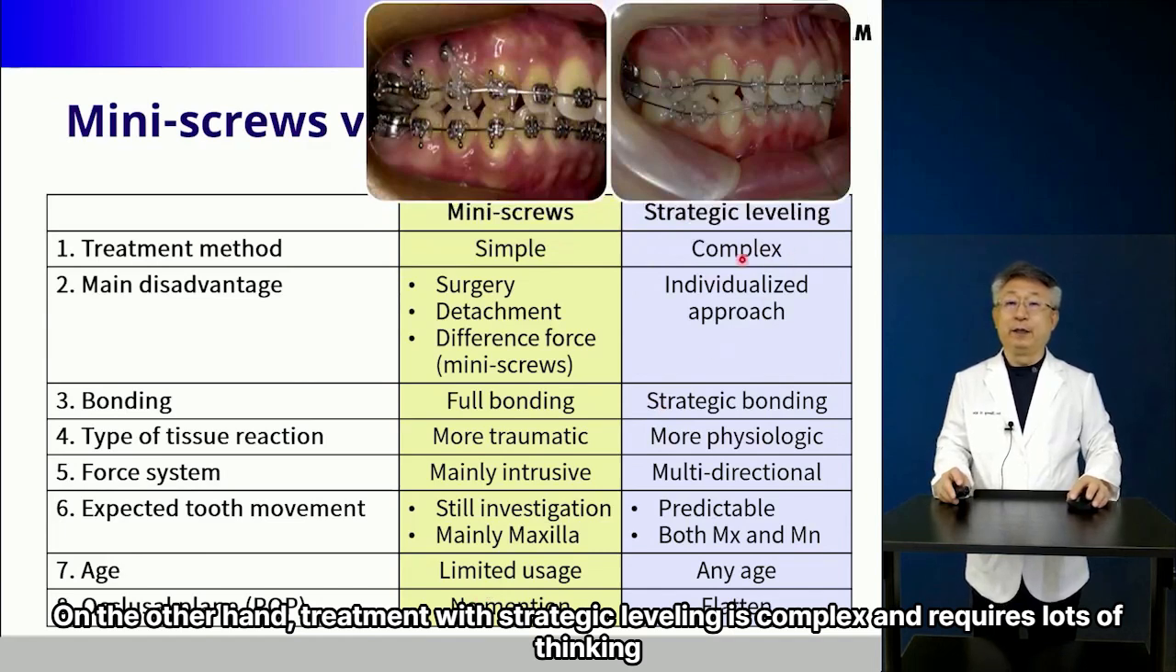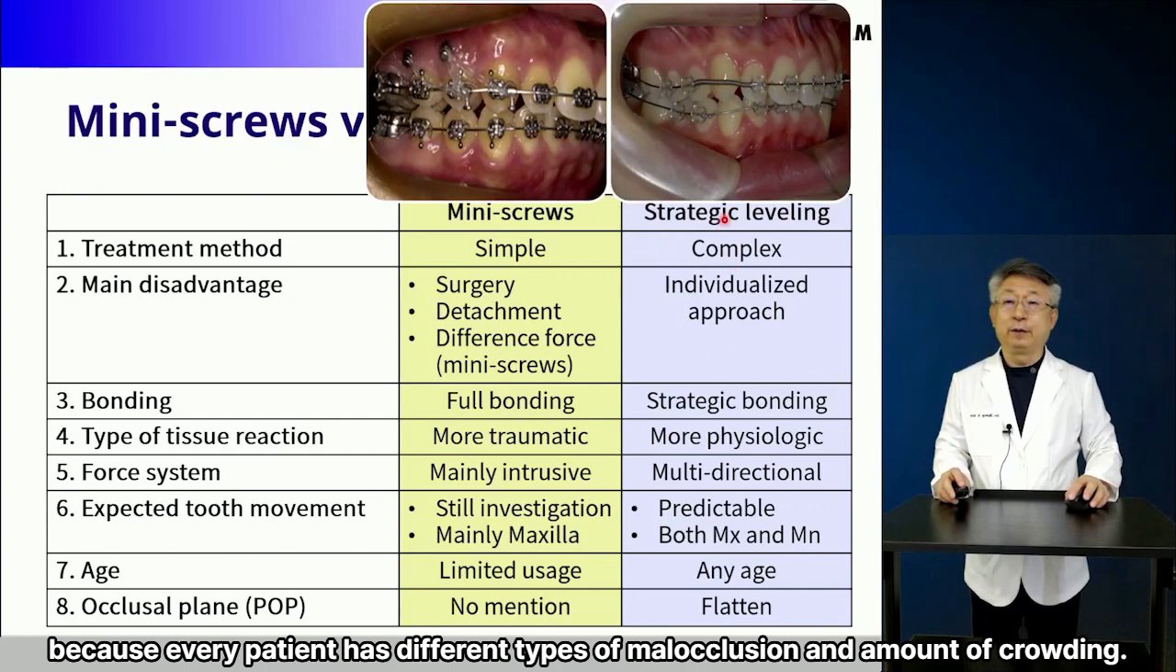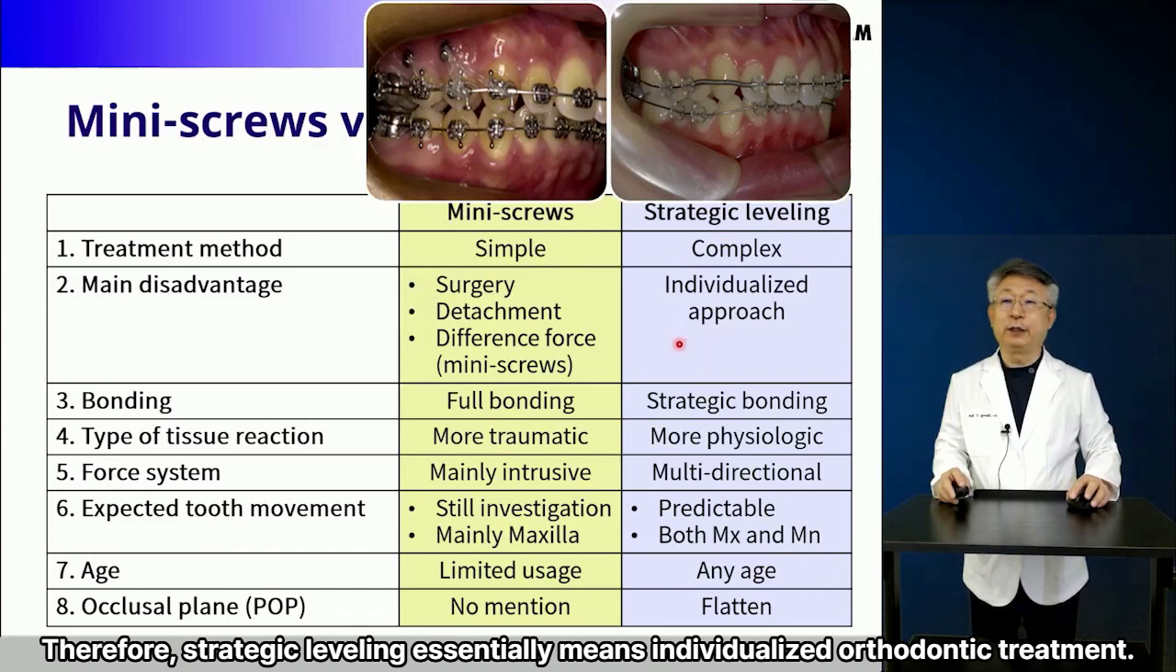On the other hand, treatment with strategic leveling is complex and requires lots of thinking. Because every patient has different types of malocclusion and amount of crowding. Therefore, strategic leveling essentially means individualized orthodontic treatment.